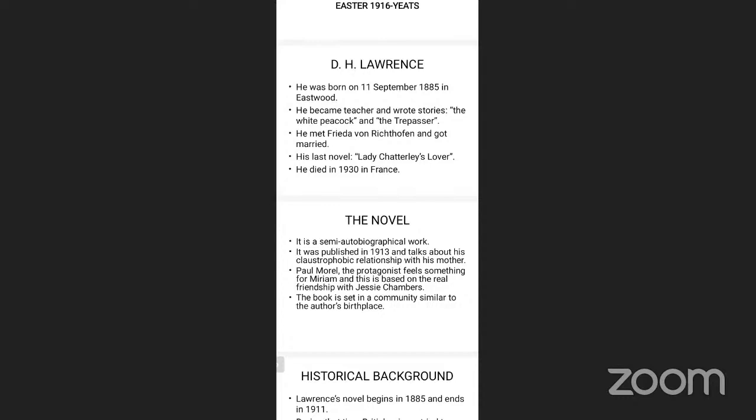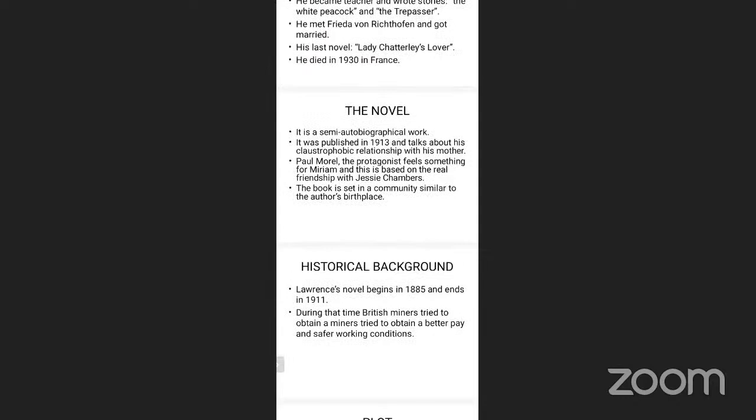Now let's come to the novel that we have in our syllabus, that is Sons and Lovers. Sons and Lovers was published in 1913, that is the early 20th century. It talks about a claustrophobic relationship with his mother, meaning the protagonist and his mother. It is a semi-autobiographical novel.